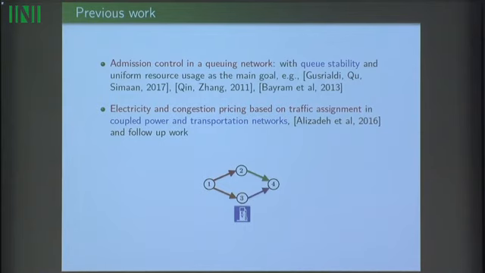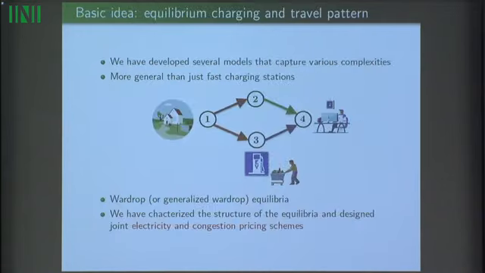Most of the literature in this case is focused solely on admission control in this sort of network of service stations, and looks at it as a queuing network. I have worked on this problem a lot in the past few years from a different point of view, where we perform joint electricity and congestion pricing by modeling the transportation network using traffic assignment models. And if you're not familiar with that, I'll tell you a little bit about what that is.